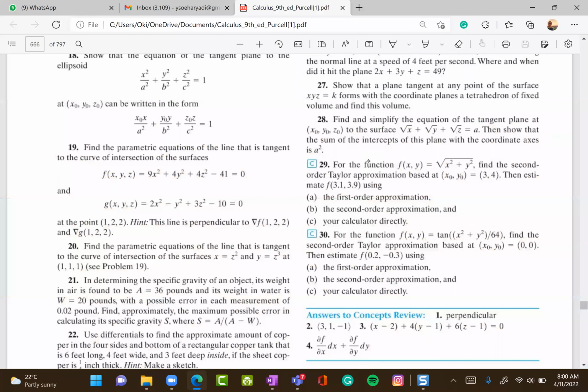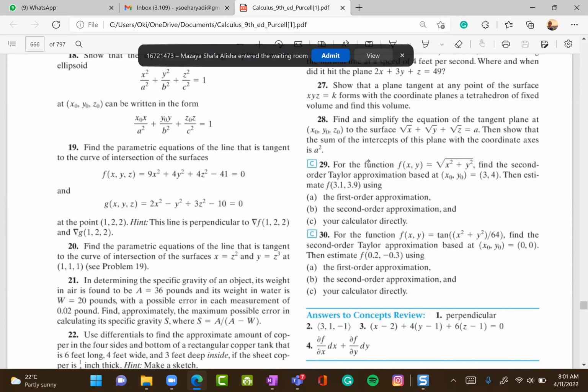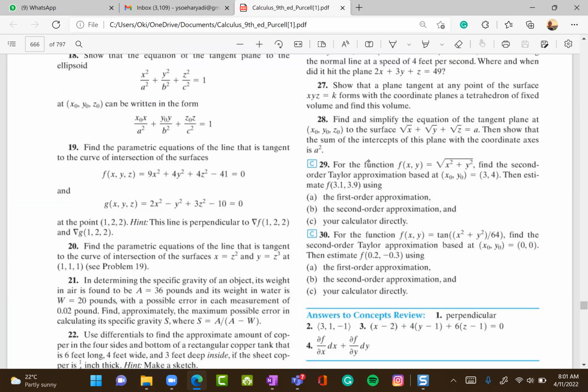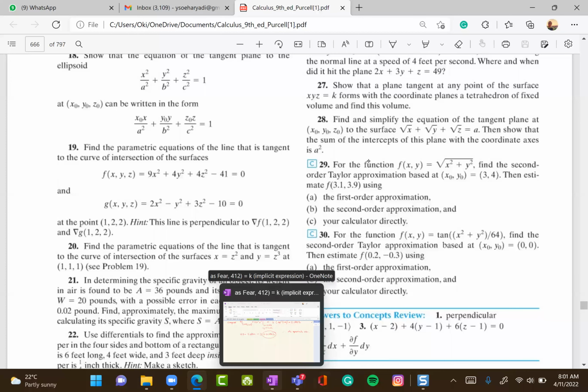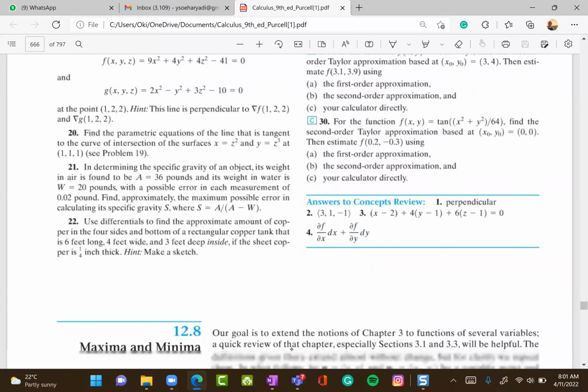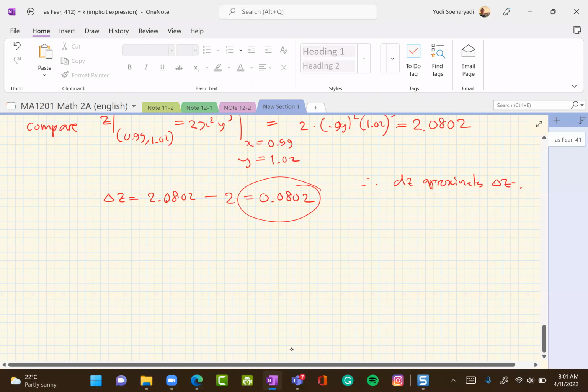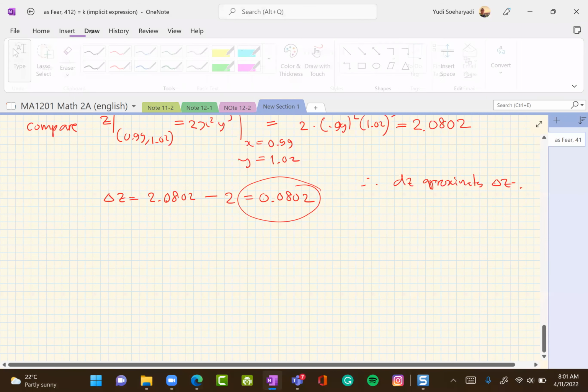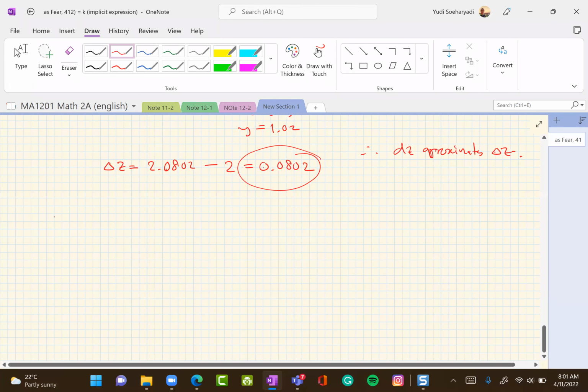If not, then let's go to, let's see. Well, that's the same thing. 29, only part A. We'll do part B also. Or do the second order approximation first. So the second order.